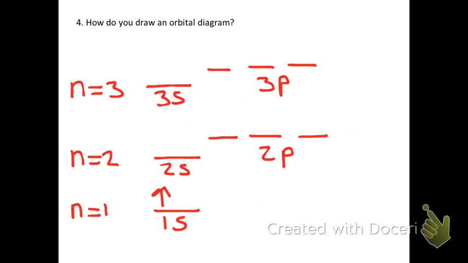So the next element on the periodic table is helium. Now helium has 2 electrons. So it's going to have 1 electron in the 1s, and you're going to add the second electron to the 1s as well. But it's going to have a down arrow because the Pauli exclusion principle says that we can only have 2 electrons in an orbital, and they must have opposite spins or directions. Okay?